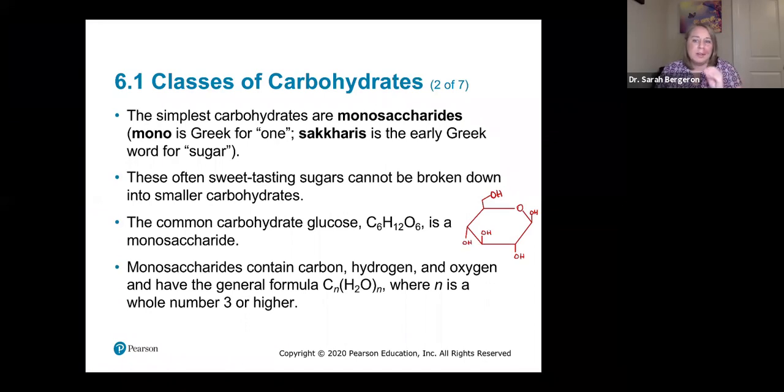The very simplest type of carbohydrate is called a monosaccharide. Mono meaning one, right? We've heard that before. Mono is one. And saccharous is the early Greek word for sugar. So monosaccharide, one sugar. And so these are the sugars that taste sweet to us, right? And we can't break them down into smaller carbohydrates. So the simplest one, glucose, table sugar, is C6H12O6. And this is a monosaccharide.